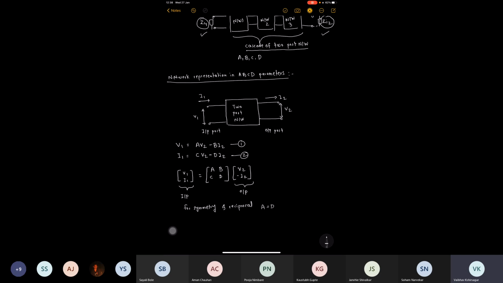We can write in this way, and we can relate AD minus BC is equal to 1. This is only applicable when we consider that this two-port network is symmetrical and reciprocal. When it satisfies the property of symmetry and reciprocity, it will fulfill the condition A is equal to D, and this equation AD minus BC is equal to 1. So this is how the simple representation of a two-port network in terms of ABCD parameter.